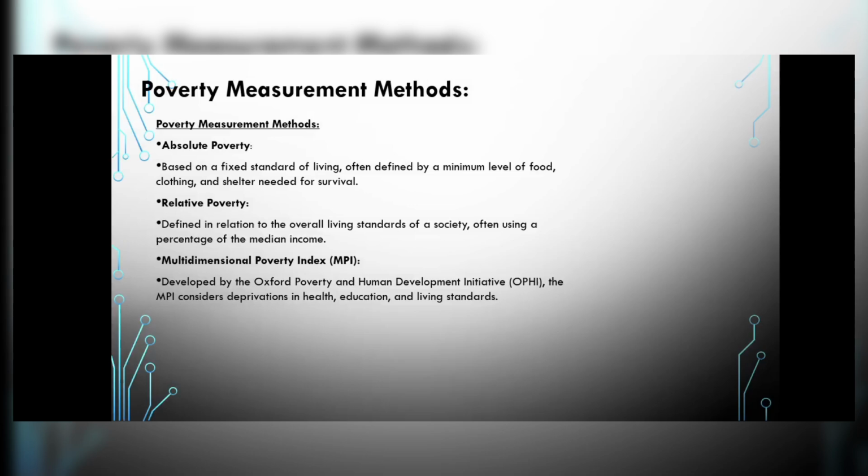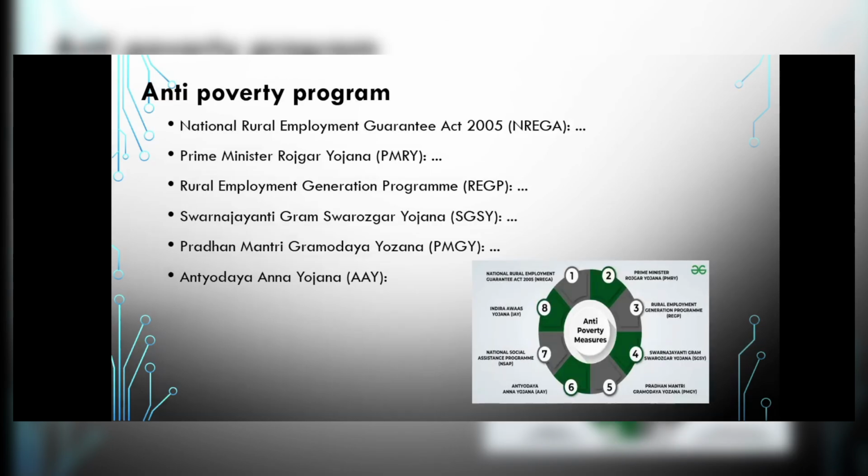Poverty measurement methods. Absolute poverty is based on a fixed standard of living, defined by the minimum level of food, clothes, and shelter needed for survival. Relative poverty is defined in relationship to the overall living standards of the society, often using a percentage of the median income. The Multidimensional Poverty Index (MPI), developed by the Oxford Poverty and Human Development Initiative (OPHI), measures deprivation in health, education, and living standards.